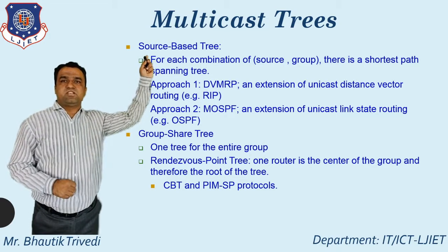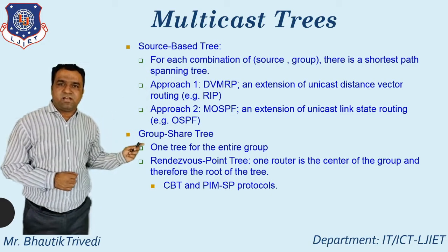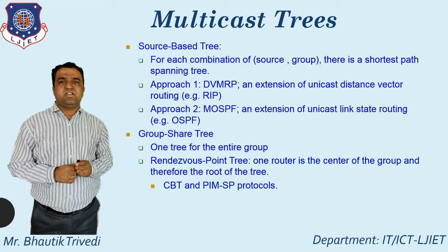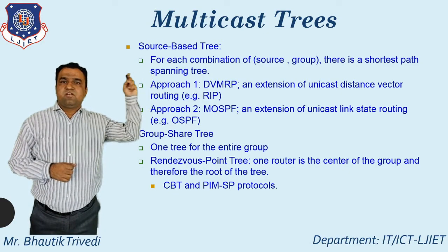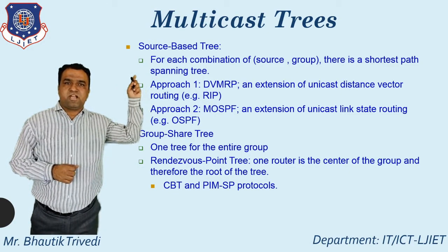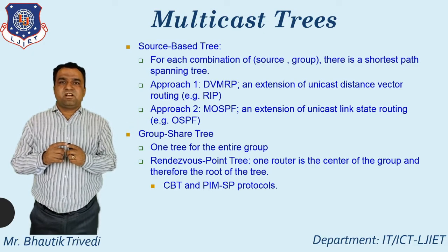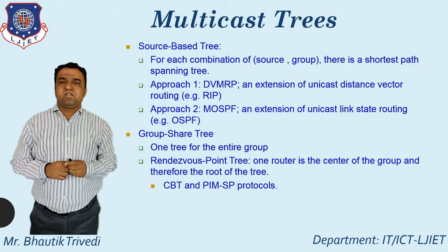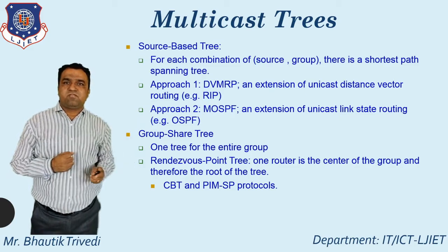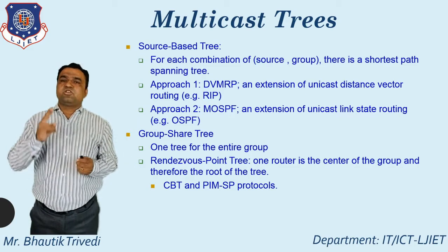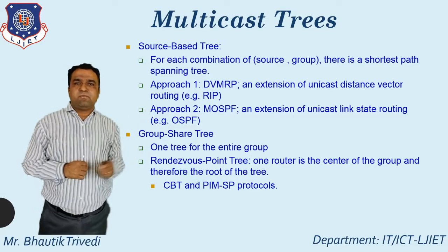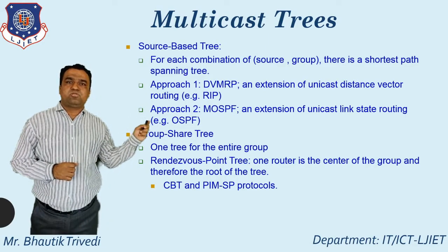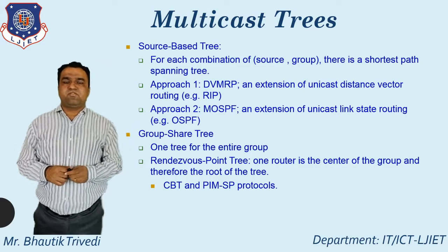One is known as a source based tree, and the second is known as a group shared tree. What is the meaning of source based tree? In this, for each combination of source and group, you can directly create one shortest path spanning tree. There are mainly two approaches for that. Approach number one is known as DVMRP, and approach number two is known as MOSPF.